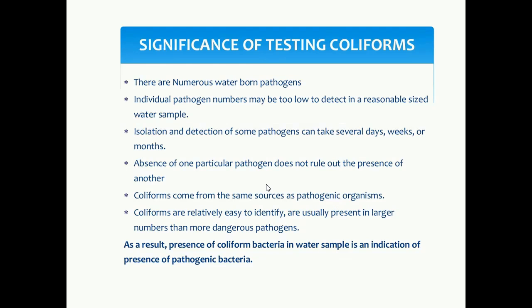Coliforms come from the same sources as pathogenic organisms. Coliforms are relatively easy to identify and are usually present in larger numbers than more dangerous pathogens. As a result, the presence of coliform bacteria in a water sample is an indication of the presence of pathogenic bacteria.